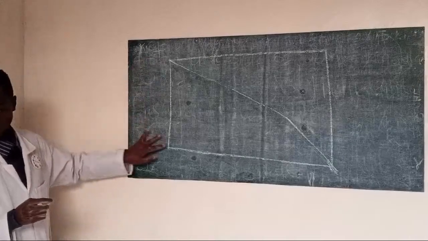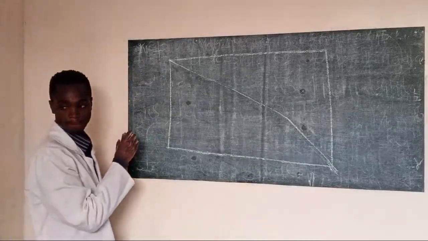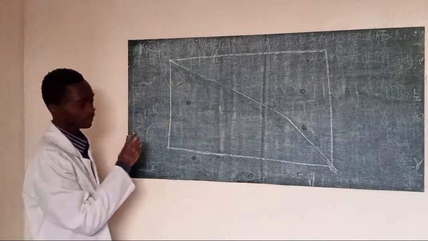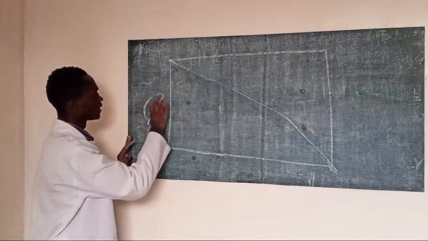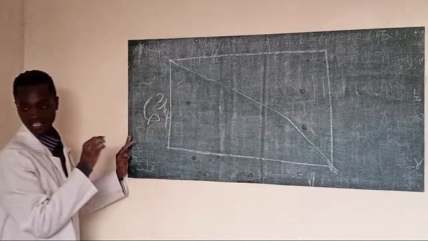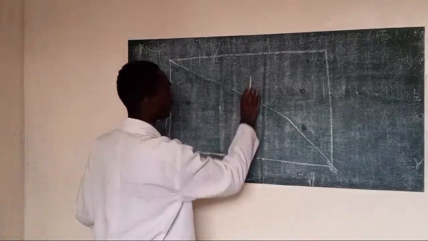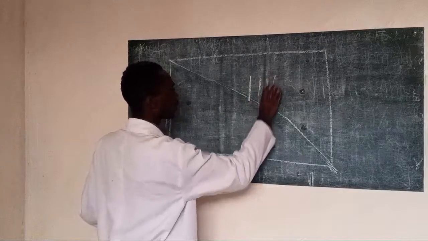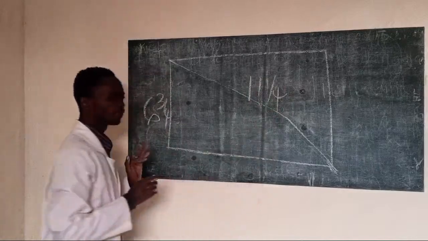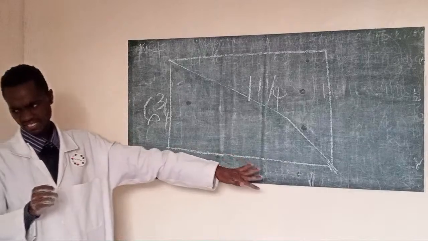Width, what is the width given? 6 3/4. What else have I been given? Diagonal is 11 1/4. And I cannot find the perimeter without the length, isn't it?